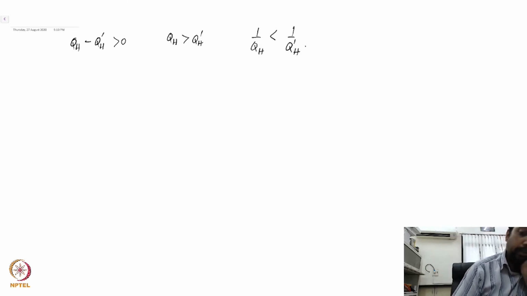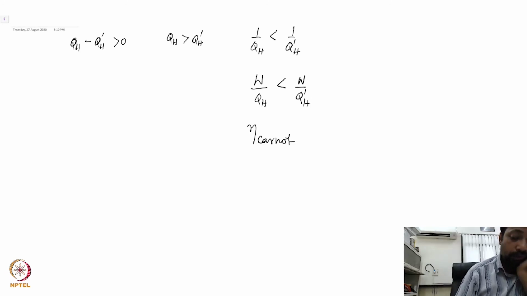That means QH is greater than Q'H. Right? So it follows, since I am multiplying this, the work done is the same in both cases. If I define, therefore, eta Carnot, which is essentially W by QH, must be greater than eta non-Carnot.